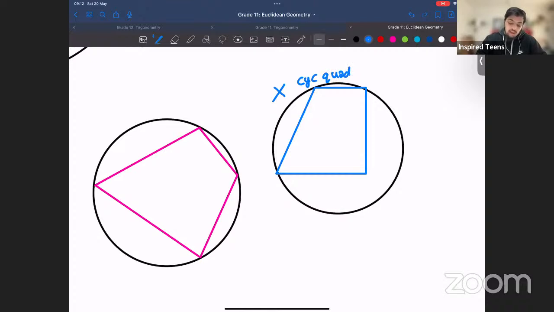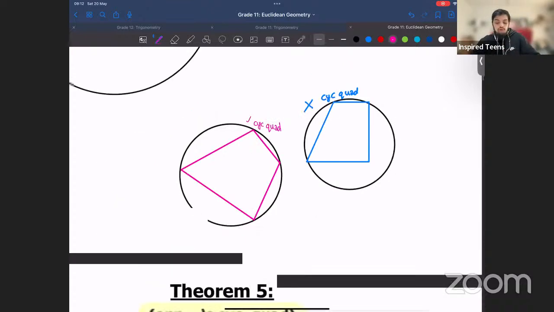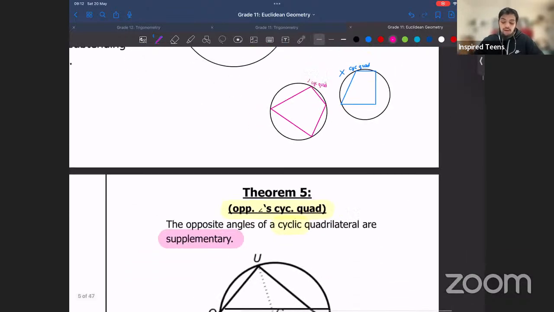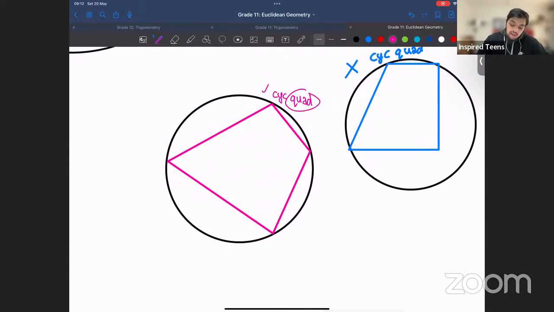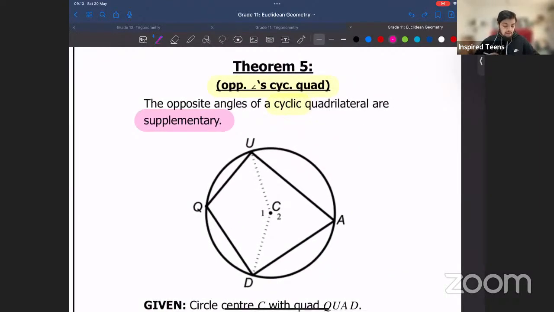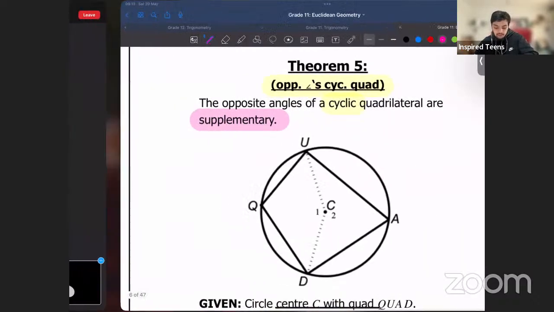Okay, this is not a cyclic quadrilateral. However, this is definitely a cyclic quadrilateral because all 4 corners of the quadrilateral touch the circumference of the circle. Okay, so that's basically what a cyclic quad is. It's a quadrilateral which is surrounded by a circle. Okay, so let's look at the theorems when it comes to cyclic quadrilaterals, which we'll work with often.